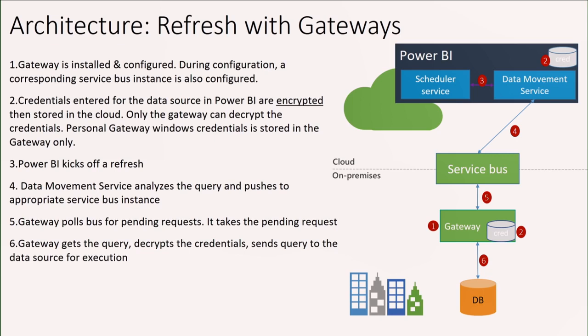Once the gateway does that, it decrypts your credentials only then and sends the query to the data source for execution. After execution, the gateway again securely uses the Azure Service Bus to push the data up to Power BI so you can see all the data. This is true also for the live connection, where this will happen every time you or anyone opens the report.